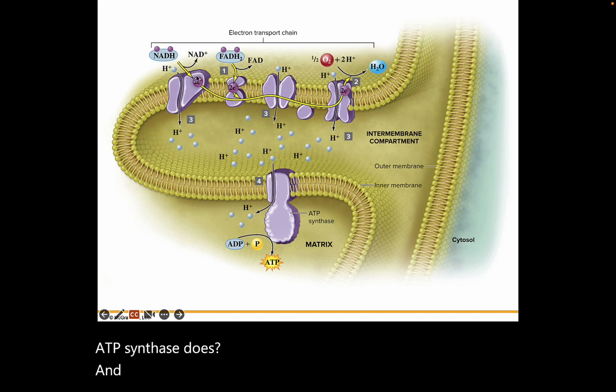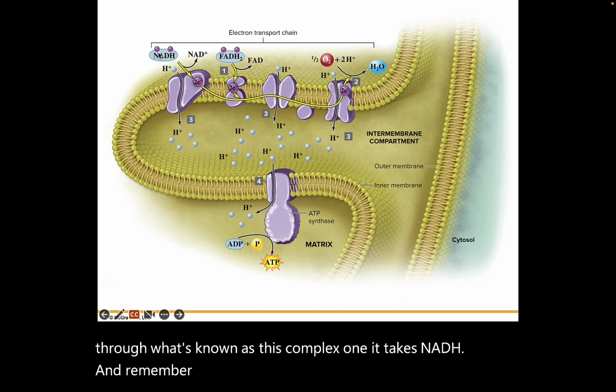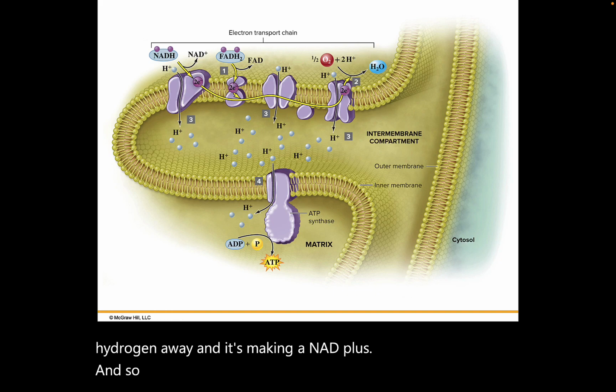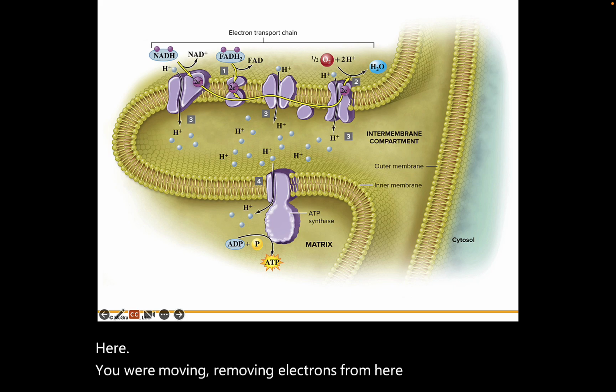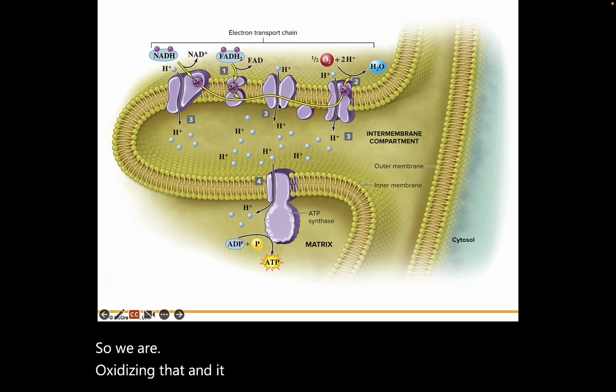And so how we enter electrons or energy into this is either through what's known as this complex 1. It takes NADH, and remember Leo says GER, so we notice it's taking the hydrogen away and it's making NAD+. And so here you're removing electrons from here. So we are oxidizing that, and it's shuffling through. Now, this will move through on a little molecule that's like a shuffler that goes through here.